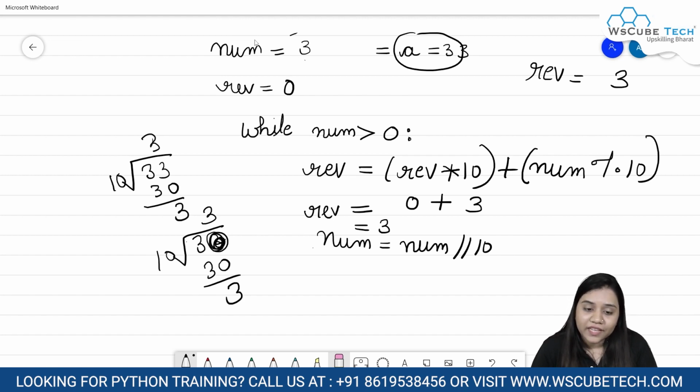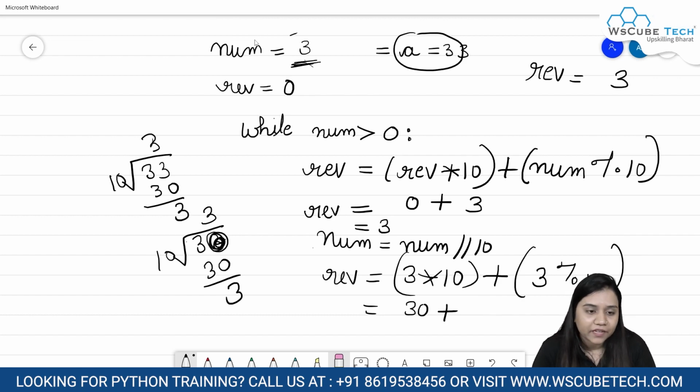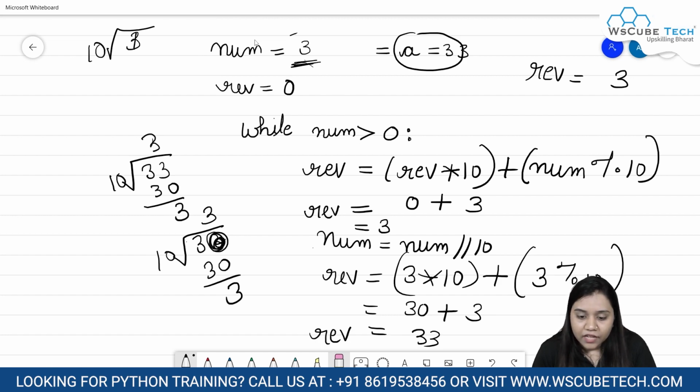So we need to again repeat the same method. I will be writing reverse is equals to reverse multiplied by 10, plus our number when divided by 10. Right now our reverse is 3, 3 multiplied by 10, plus right now our number is 3, because one 3 has been eliminated. 3 when divided by 10, what remainder does it give? Here we have 10 multiplied by 3 is 30, plus 3 divided by 10 gives 3 itself. So 30 plus 3 makes 33, and we have obtained our reverse as 33. For the number, 3 floor division 10 will give 0. So here our loop will stop, and we have also received our reverse number, that is 33.